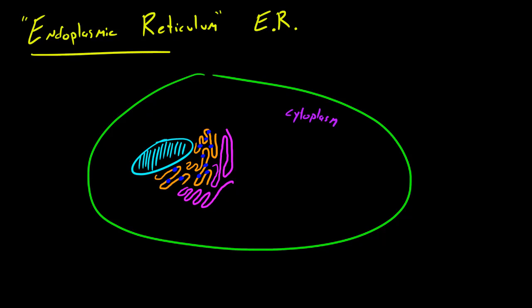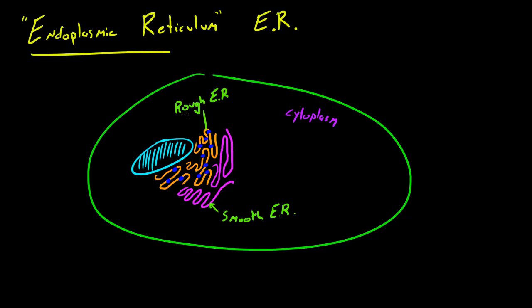Alright, so what color do I want to write with? This color looks pretty good. Alright, so as you can see, this entire thing right here is the entire endoplasmic reticulum. But there are clearly two different parts. There are parts that are covered in ribosomes, and this is called the rough endoplasmic reticulum, or rough ER. And this other part that obviously isn't covered in ribosomes is called the smooth ER.